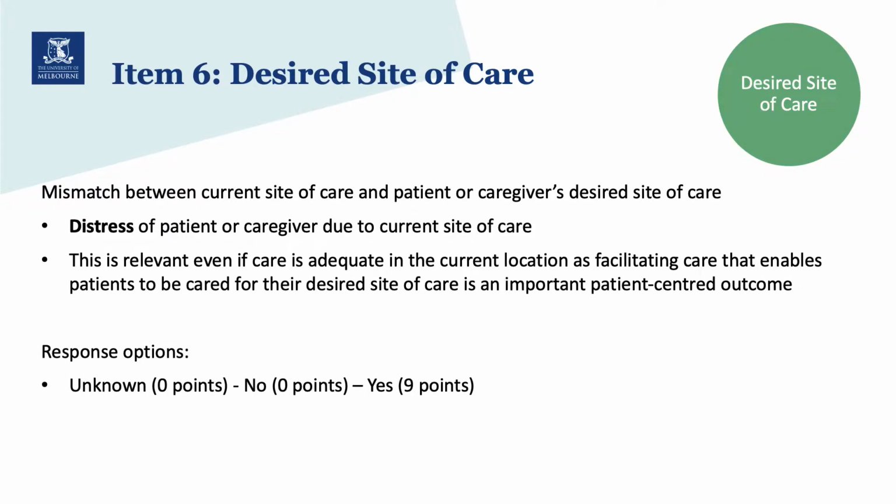Item 6, desired site of care. So this is a mismatch between the current site of care and the patient or caregiver's desired site of care, and really distress of the patient or the caregiver due to that current site of care. So they might have a preference to be somewhere other than where they are, but it's really when they're distressed about that. And this is relevant even if the care is technically adequate in the current location, as facilitating care that enables patients to be cared for in their desired site of care is an important patient-centred outcome. Again, this came out clearly from our qualitative work. So the response options here are unknown, no, and yes.